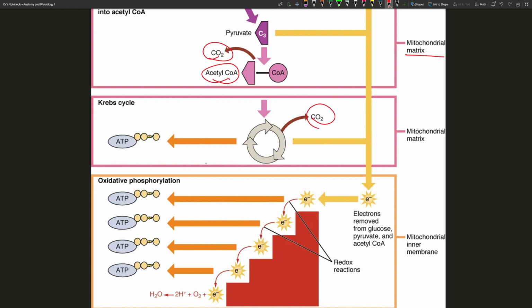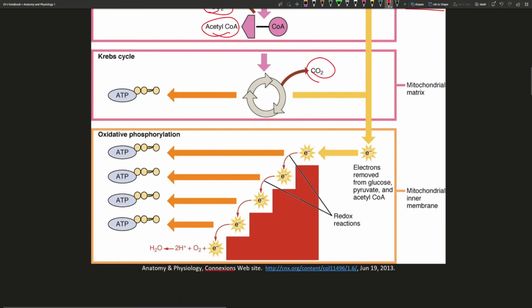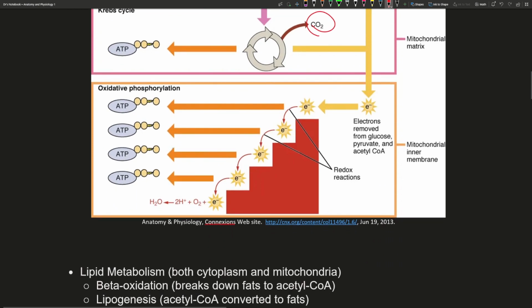But the big thing then takes place in the inner membrane of the mitochondria. This is where you have what's called oxidative phosphorylation and the electron transport chain. So as these electrons that were removed up here, I know we're not getting into the complexities of this, fall down a couple different enzymes found in this membrane, it causes the formation of ATP.